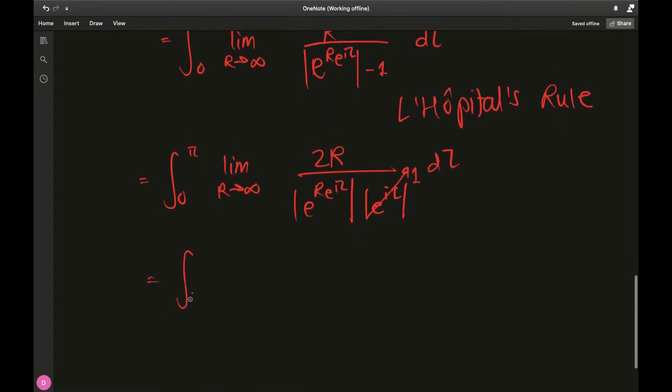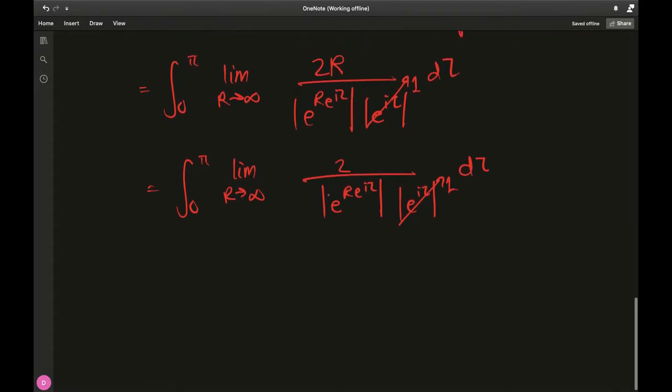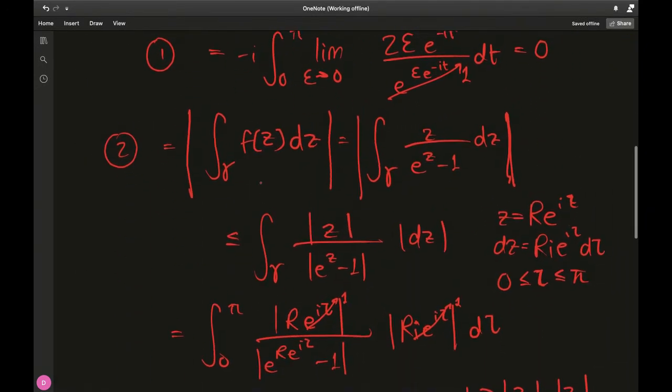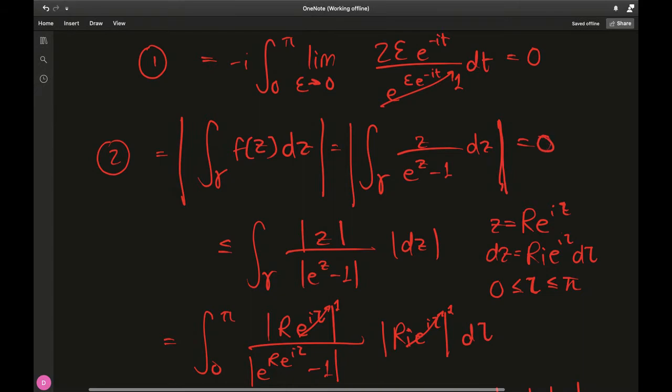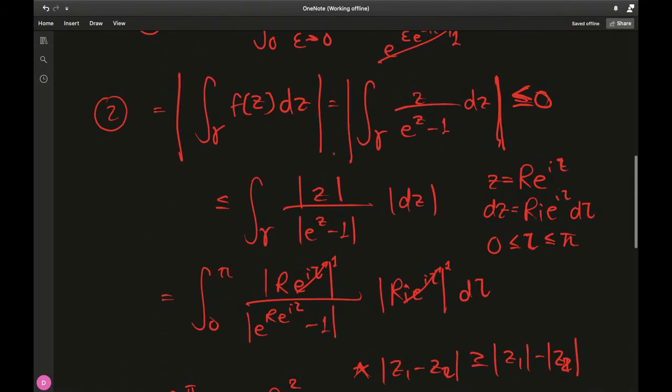If you want to do L'Hopital's again, you can do that. Limit as r goes to infinity, you'll just have a 2 over the same thing, e to the r times e to the i tau times mod of e to the i tau, d tau. This goes to 1. So you have 1 over infinity, in this case 2 over infinity situation, which has to go to 0. So the mod of the integral over gamma is less than or equal to 0, because we were maintaining this inequality all the time, and since a mod can never be negative, it's greater than or equal to 0. So by the squeeze theorem, this mod is trapped between 0 on both sides. So this integral in itself will go to 0.